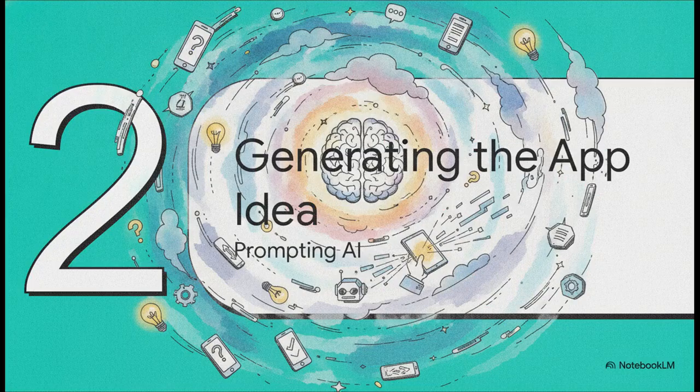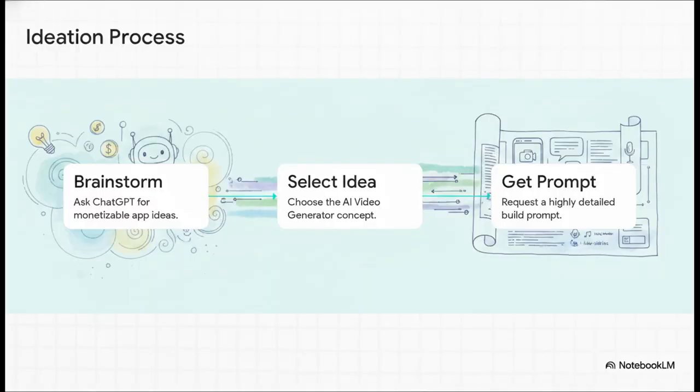Moving on to Section 2, Generating the App Idea. Now, the whole process kicks off by teaming up with a tool like ChatGPT to be your ultimate brainstorming partner. In the source test, the creator asked ChatGPT for app ideas that could be built on Replit and, crucially, easily monetized. It spit out 9 suggestions, and they went with a really ambitious one, an AI video and image generator.